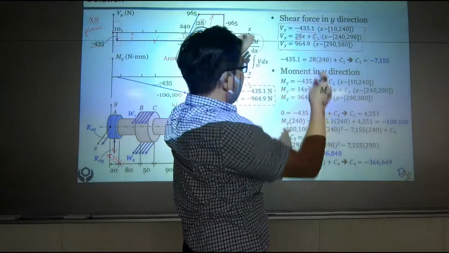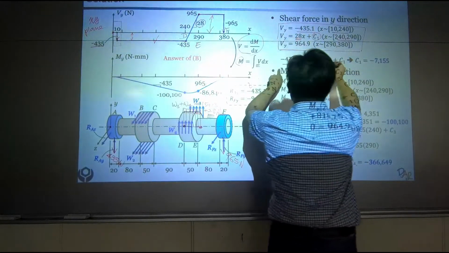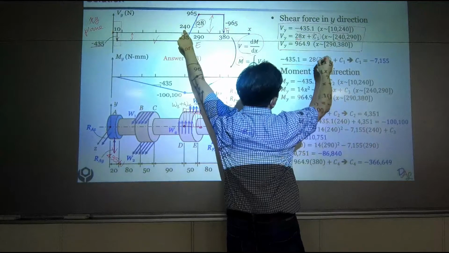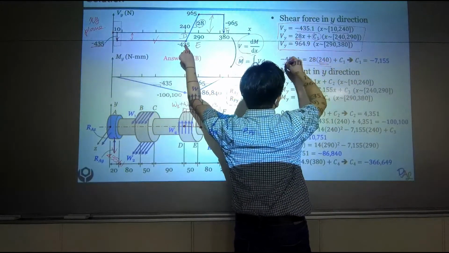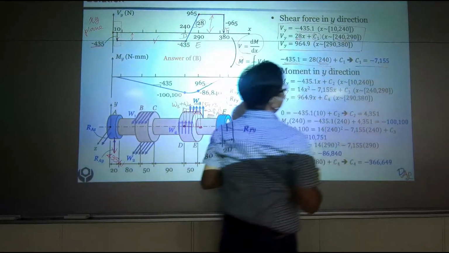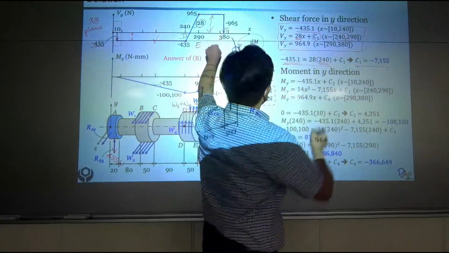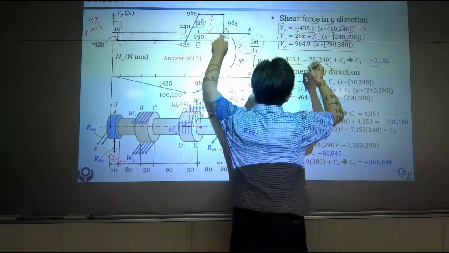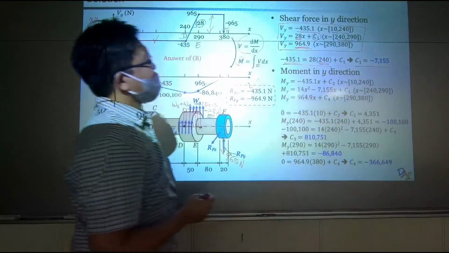I can actually plug in any point to get C. This is what I did right here. I plug in 240, and I should get this value. This is how I calculate C. Okay? And for the third region, it should have a shearing force of this number.